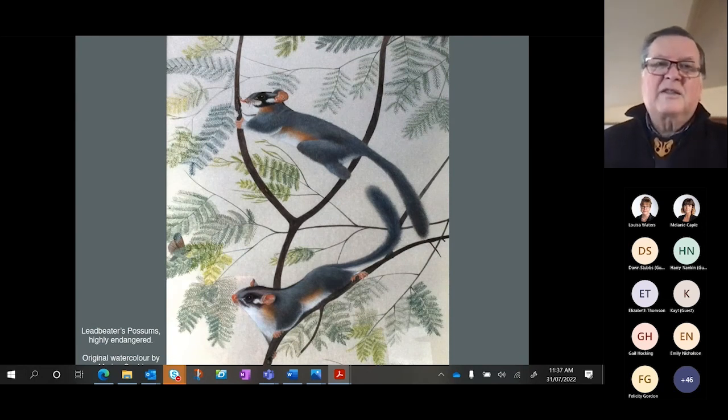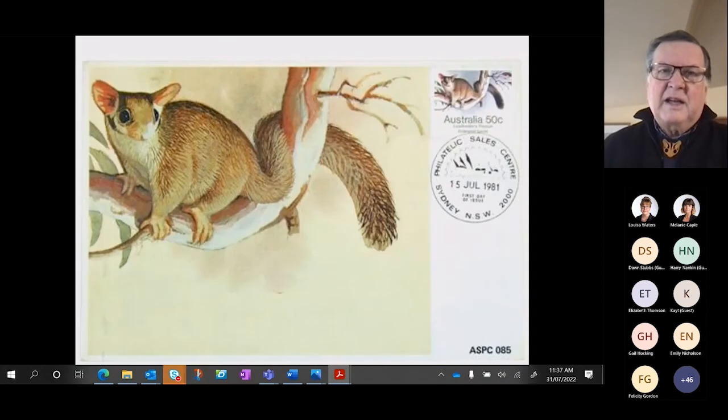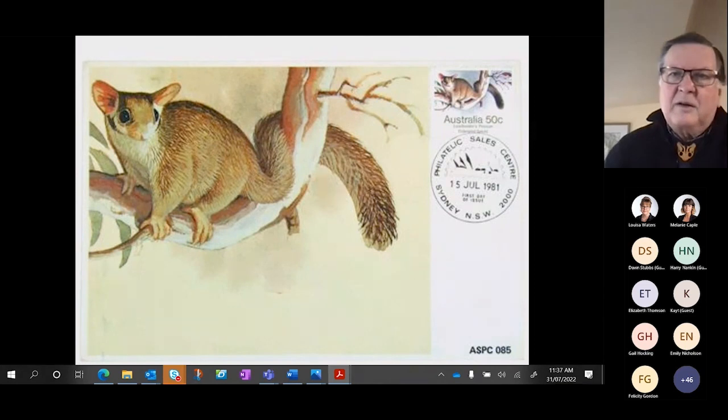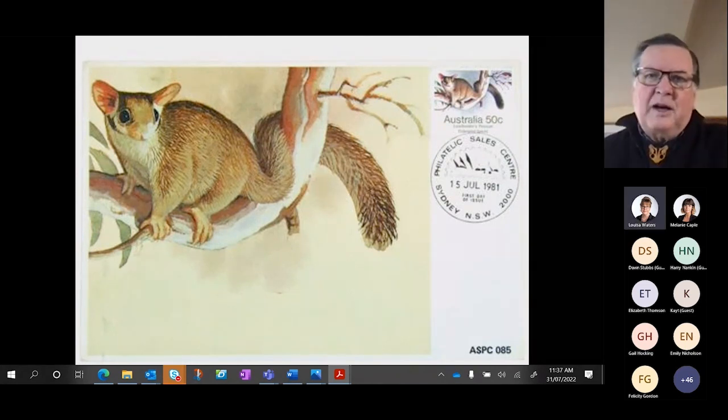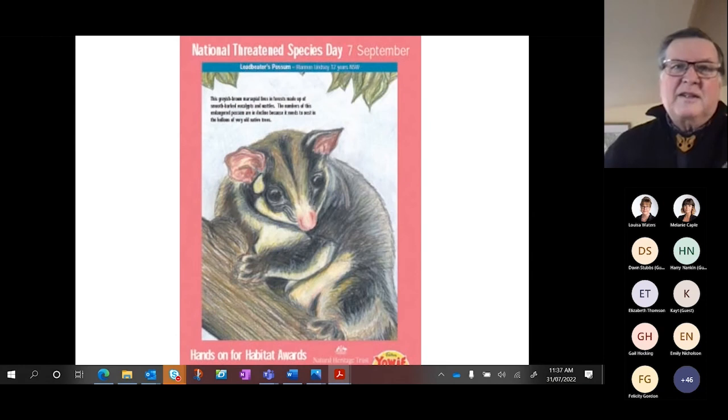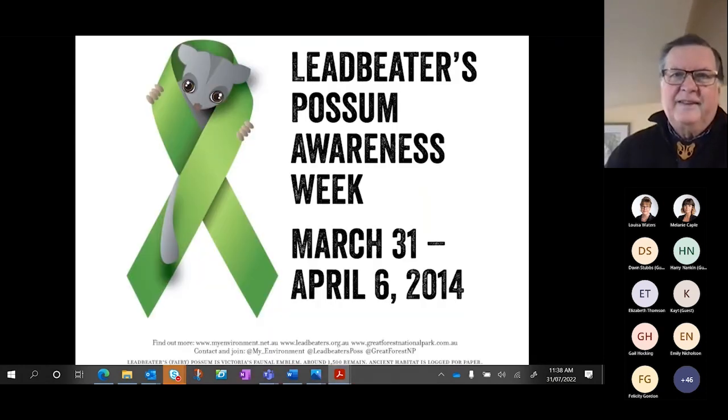And these are the last two surviving possums from Lake Mountain after the 2009 fires, and they were taken to Healesville Sanctuary, where she photographed and drew them. The Leadbeater's possum has also been used as a design on stamps. This is 1981 and 1983, celebrating Victoria's 150th, and on posters, Threatened Species Day.